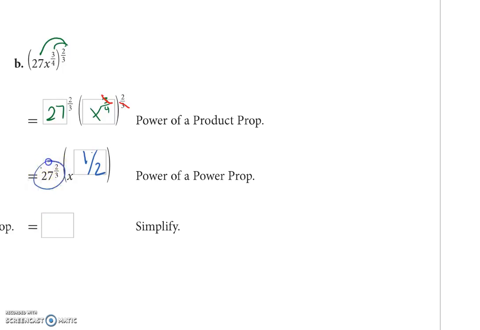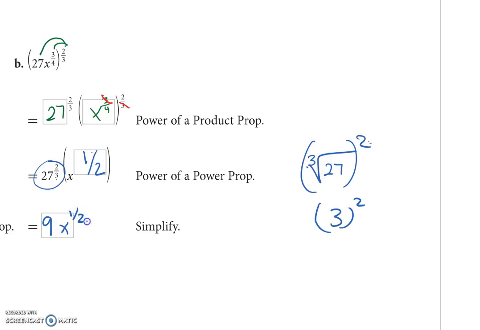So now dealing with this right here, if I think about this as the cube root of 27, all to the power of 2, right, your denominator is your index and your numerator is either the power inside or the power outside. And the cube root of 27 is 3, and 3 squared is 9. So in front I have a 9, and then I have an x to the 1/2.